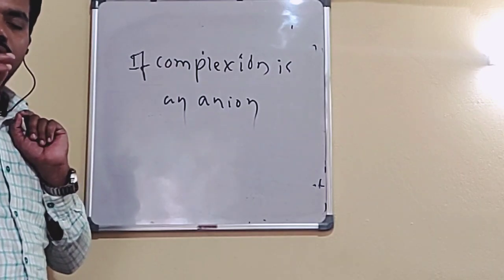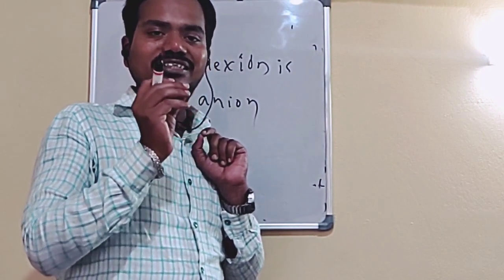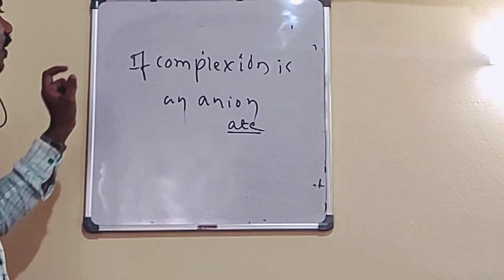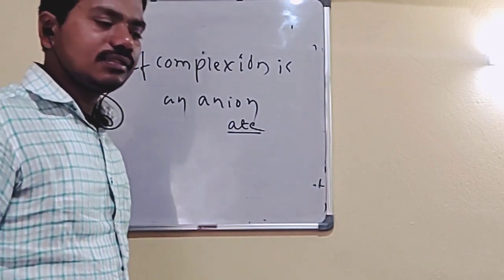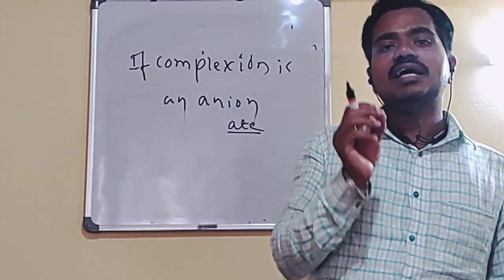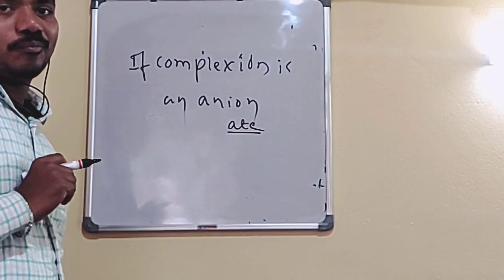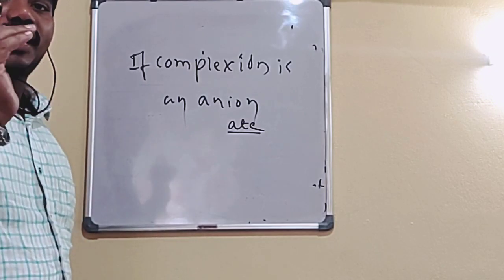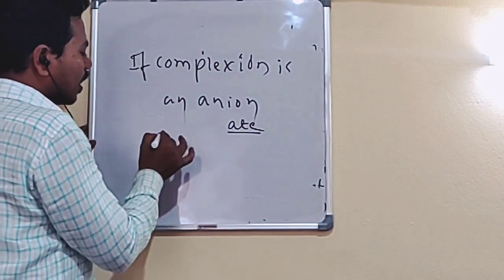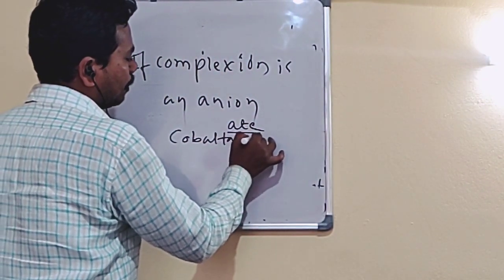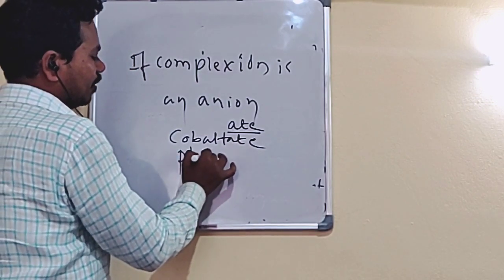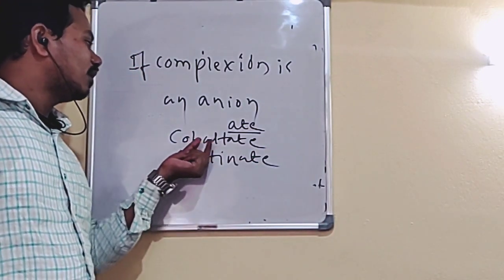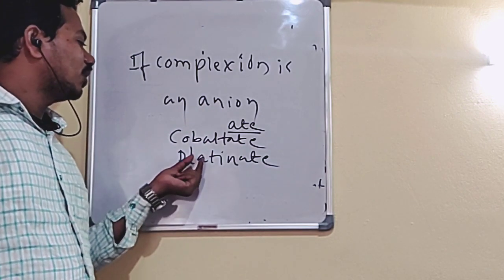In that case, the name of the central metal atom or ion ends with the suffix -ate. If the complex ion is an anion, the name of the central metal atom or ion ends with the suffix -ate. For example, cobaltate, platinate. The name ends with what here? -ate.